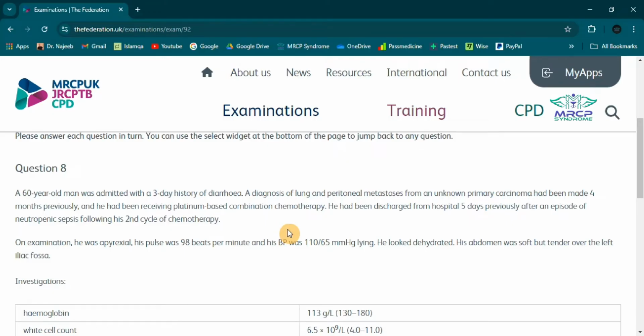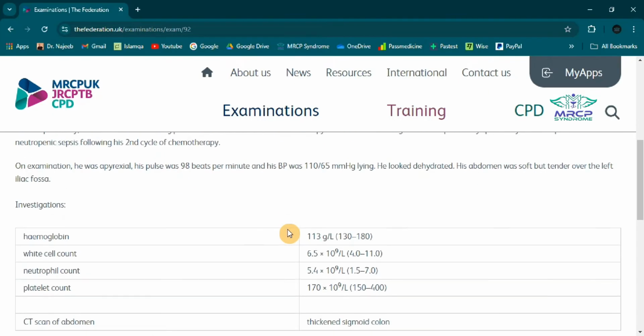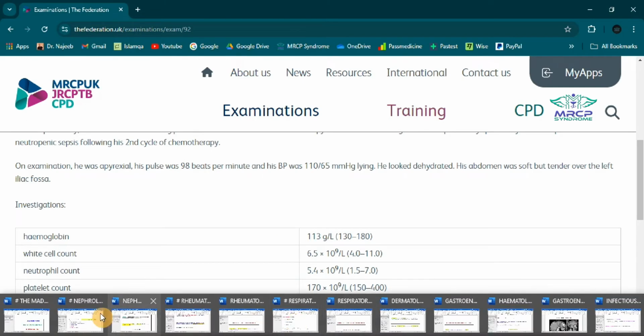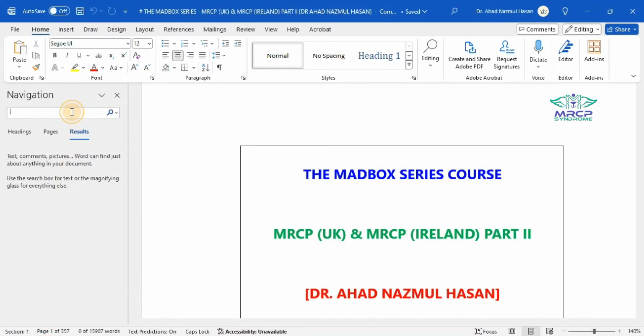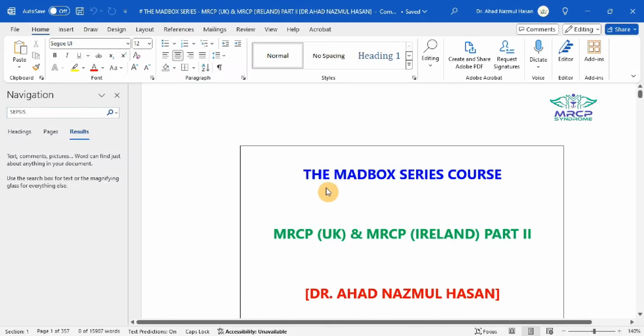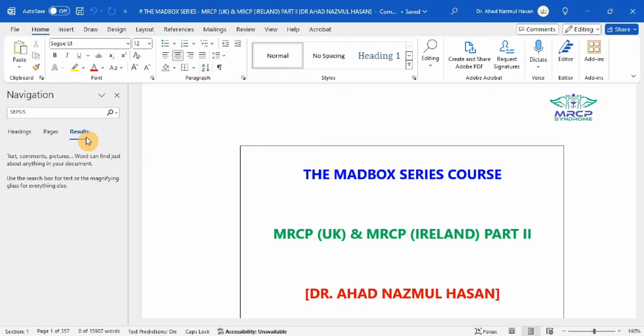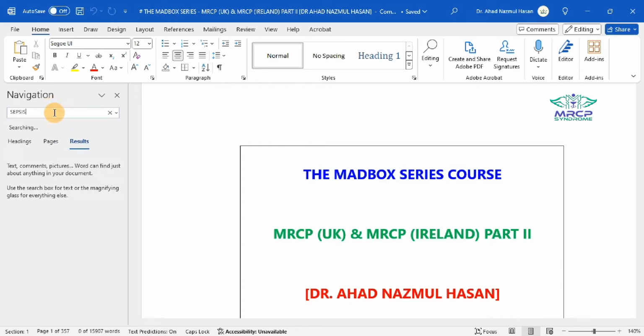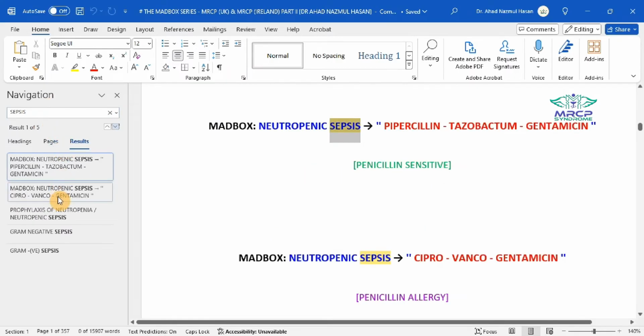So which antibiotic is used in case of neutropenic sepsis, first line? In case of neutropenic sepsis, which antibiotic is most commonly used? Piperacillin tazobactam. Yes, a combination of piperacillin and tazobactam. And if the patient has a history of penicillin allergy, then what should be the alternative regimen?